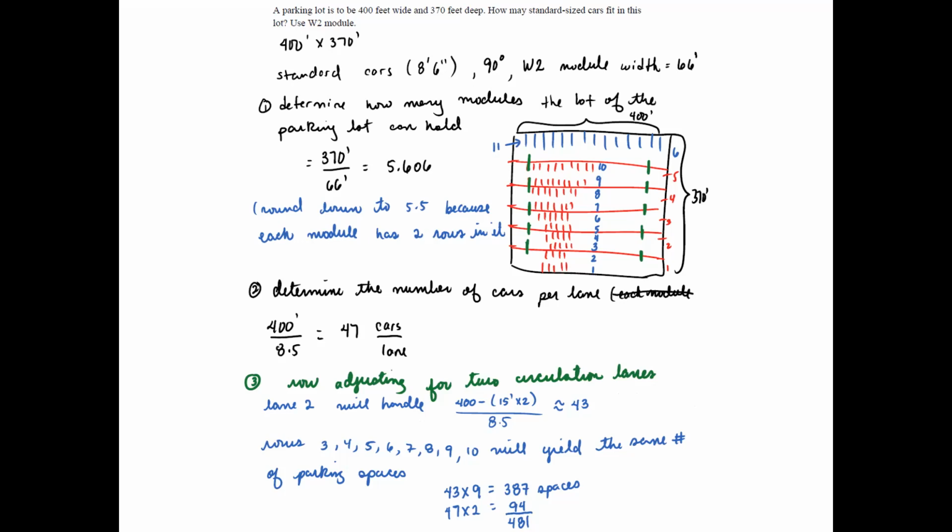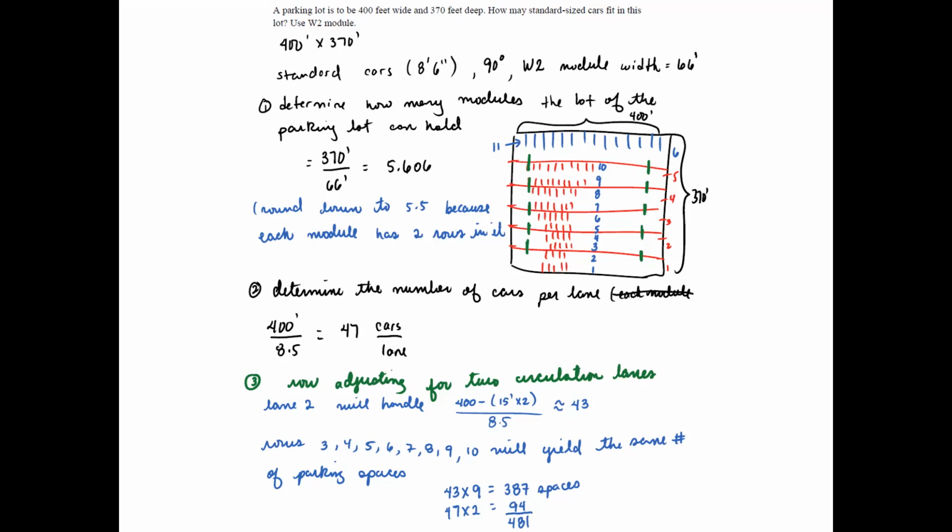So now that I know how many cars I can fit in each lane, I can compute the total number of spaces. If you see in my picture, I have some numbers in blue, 1 through 10, and then on the top to the left, I have an 11. So I have a total of 11 lanes in which I can accommodate parking spaces.